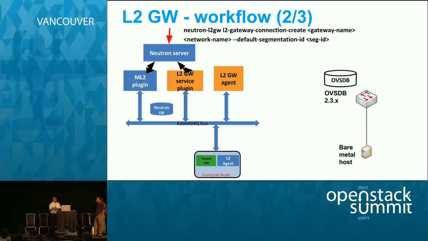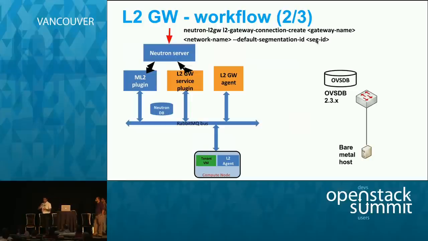So once this command is given, the L2 gateway service plugin knows the network name. So from the network name, it can get from the Neutron database the VNI ID, that is a VXLAN ID of the network. It knows all the ports that belong to this network. So it builds the list of these, and it also knows the VLAN ID that is specified in the command in the form of segmentation ID.